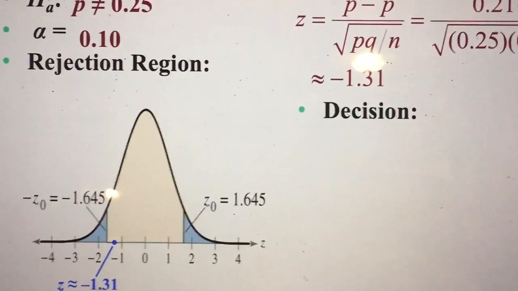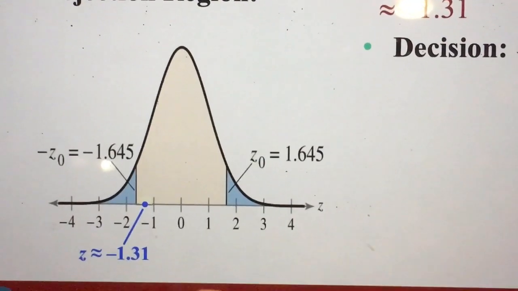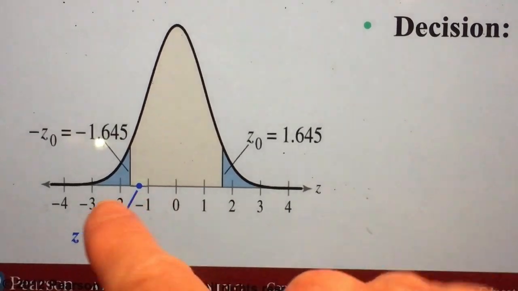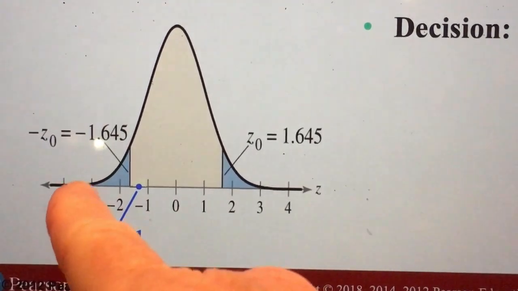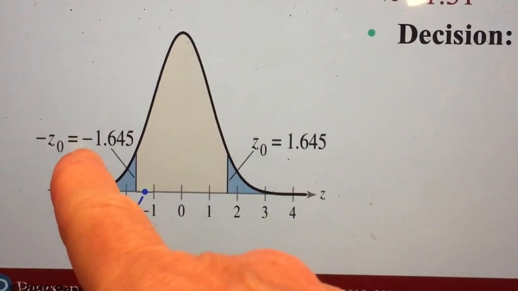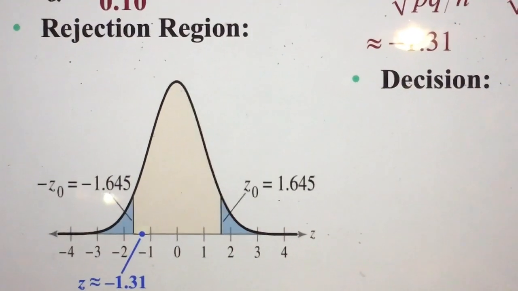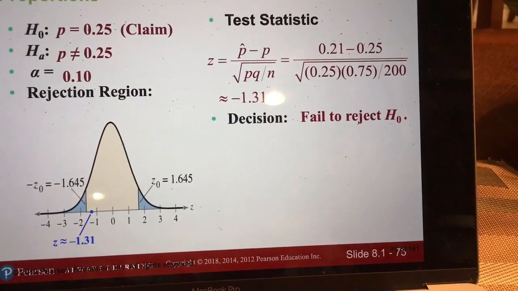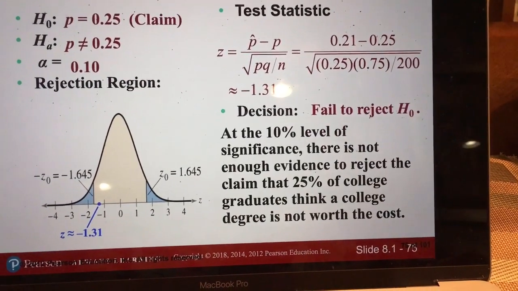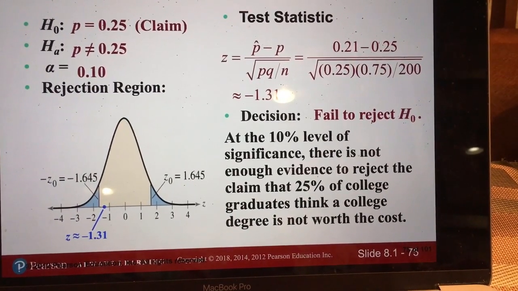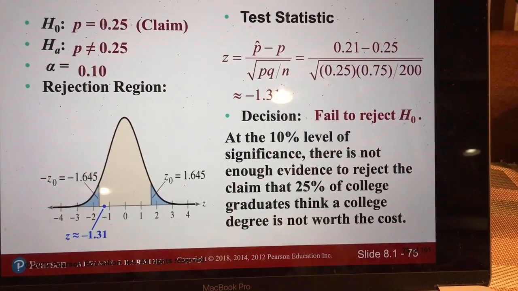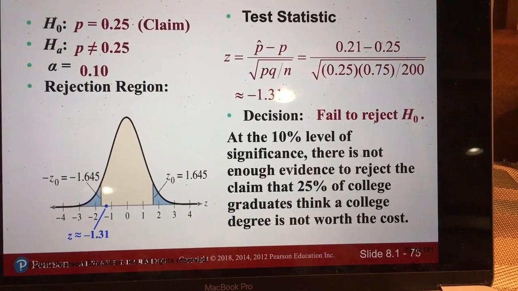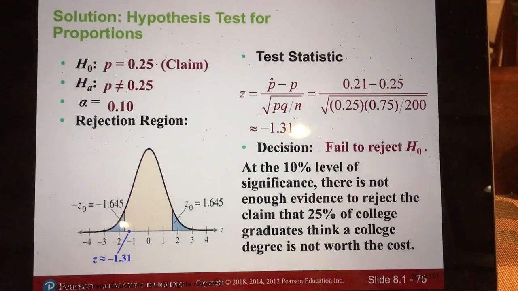We come over here and we plug in negative 1.31, but it is not in our rejection region. Our rejection region starts at negative 1.645. So again, we fail to reject H sub 0. At the 10% level of significance, there is not enough evidence to reject the claim that 25% of college graduates think a college degree is not worth the cost.